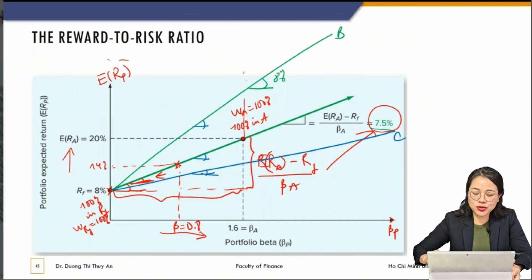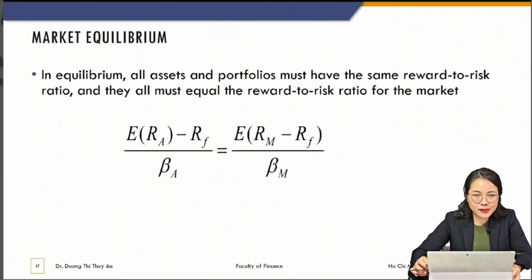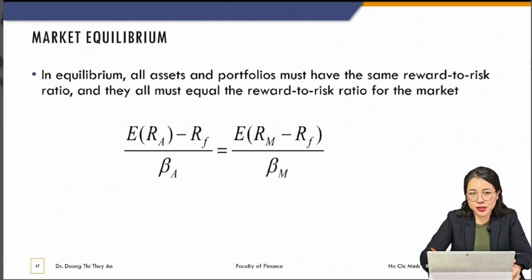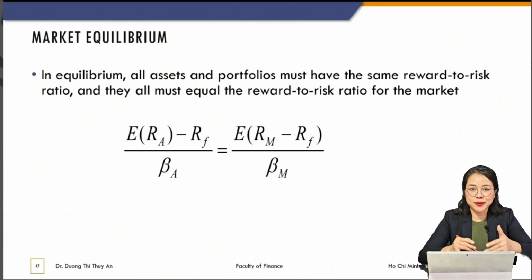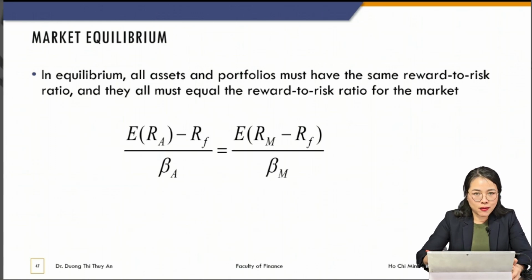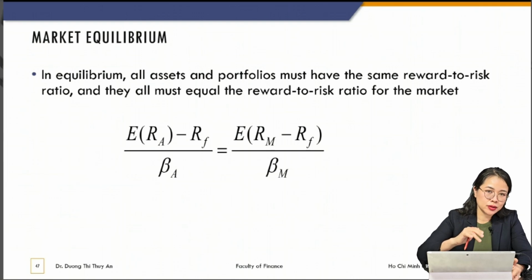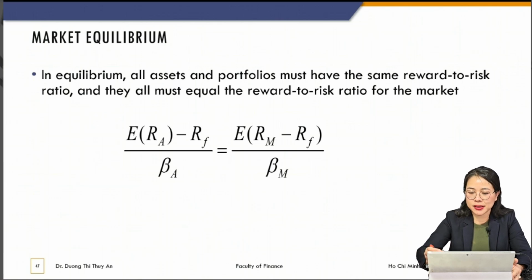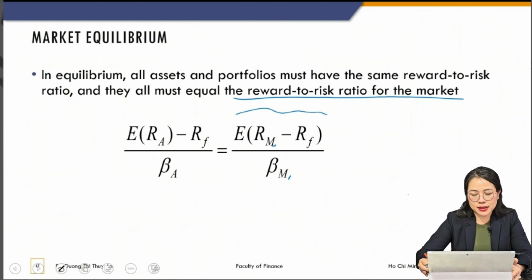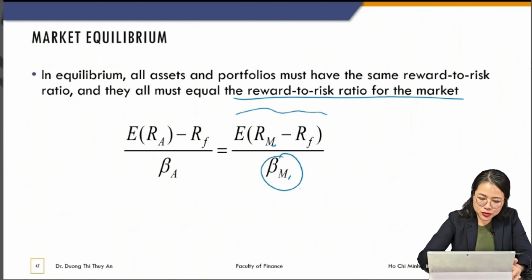At that point, we call it equilibrium. At equilibrium, all assets and portfolios would have the same reward ratio, through arbitrage, meaning sell and buy. So all the assets will meet at one point that we call equilibrium, and that is the market, equal to the reward ratio of the market. M is the market, and this is the reward ratio of the market. And remember, beta M is equal to 1.